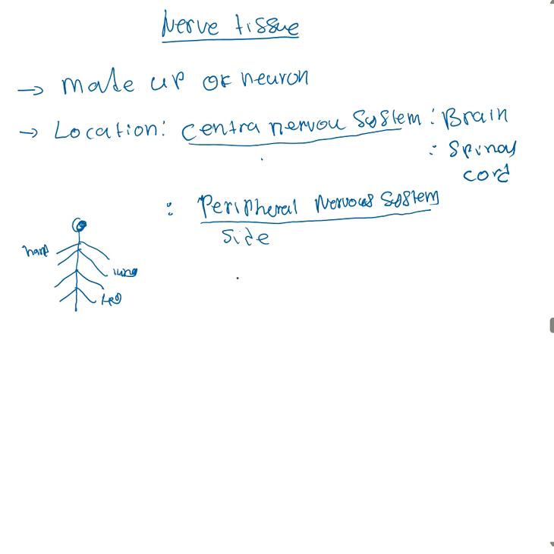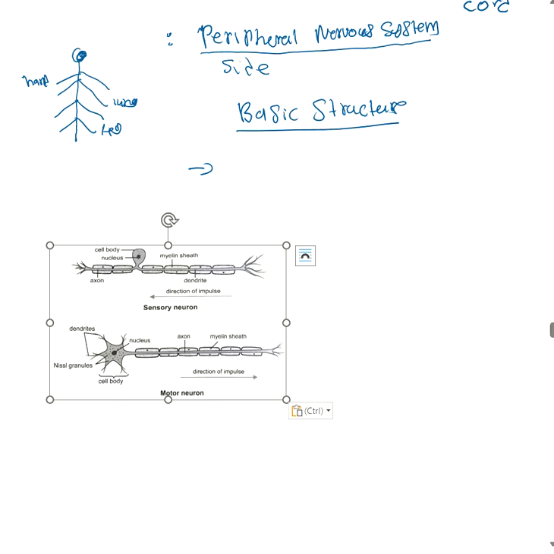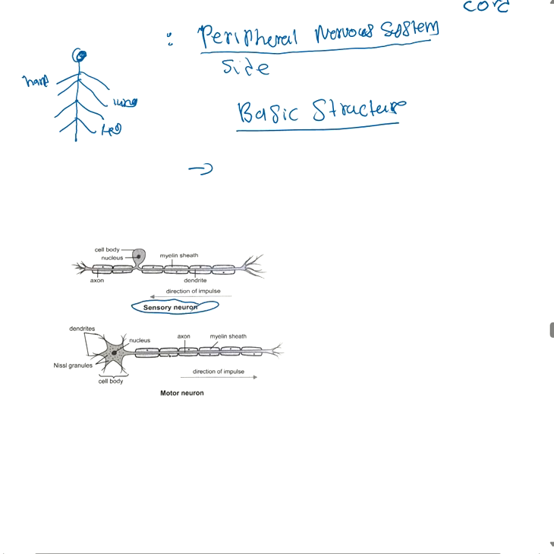So let's look at the basic structure of the nerve tissue, or rather the basic structure of the neurons. How do neurons look under the microscope? This is the structure of the neurons. We have sensory neurons and also the motor neurons. So let's look at the structure of the neurons.